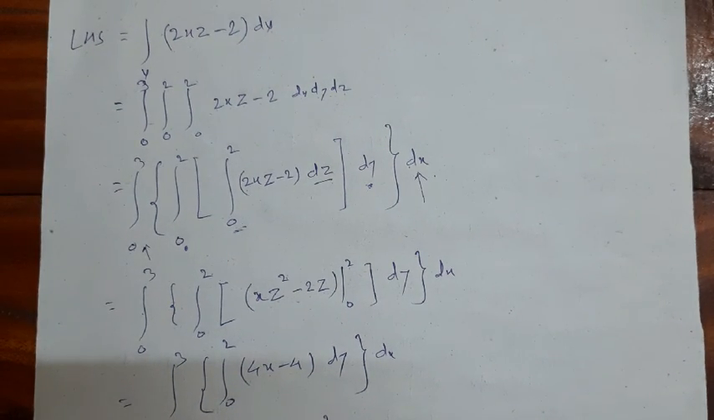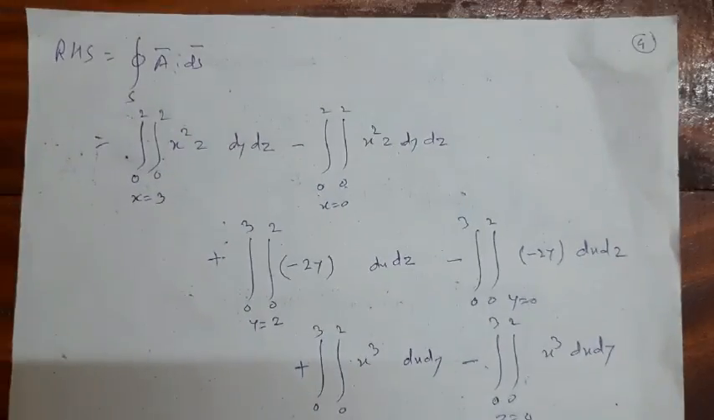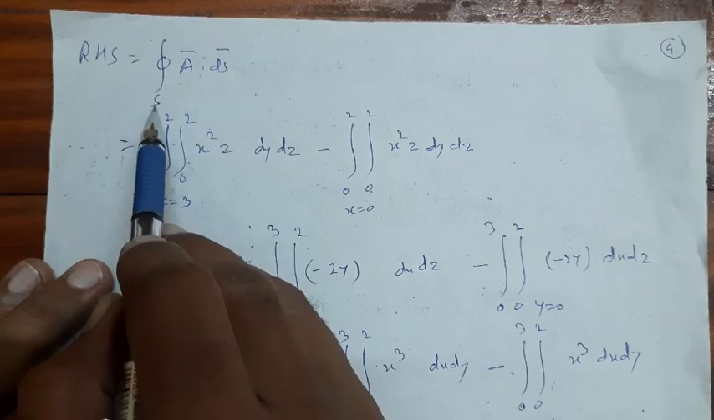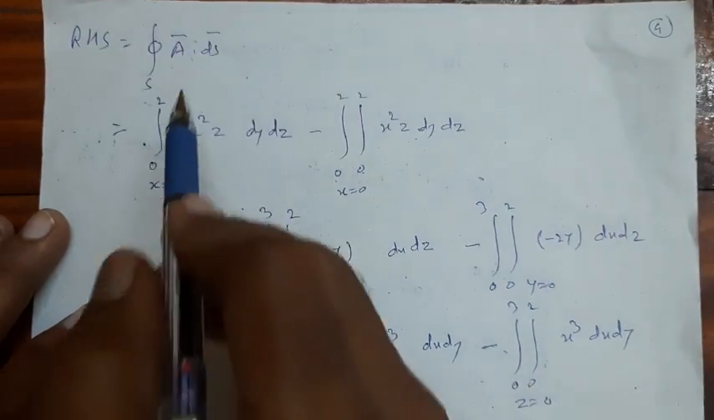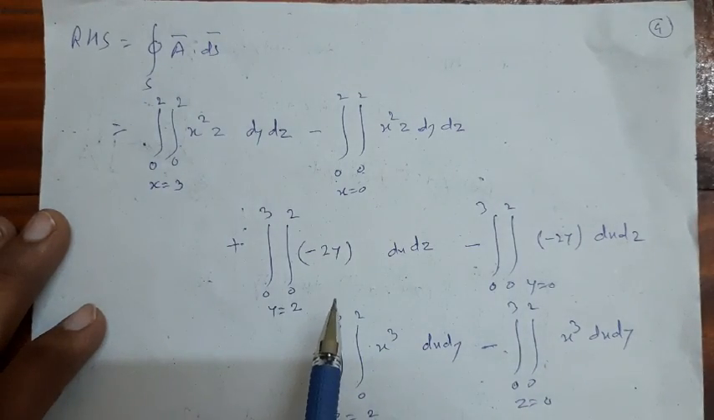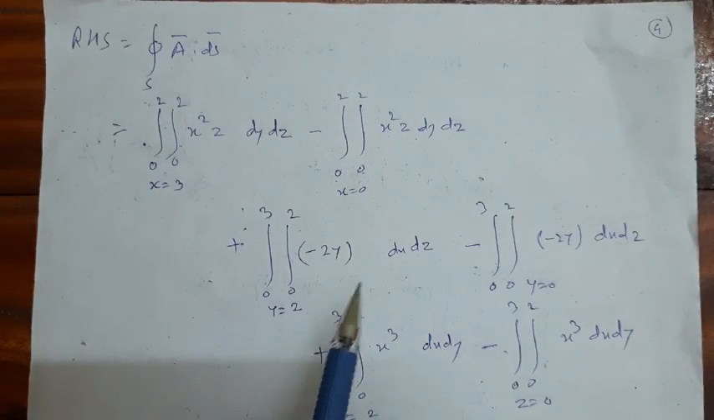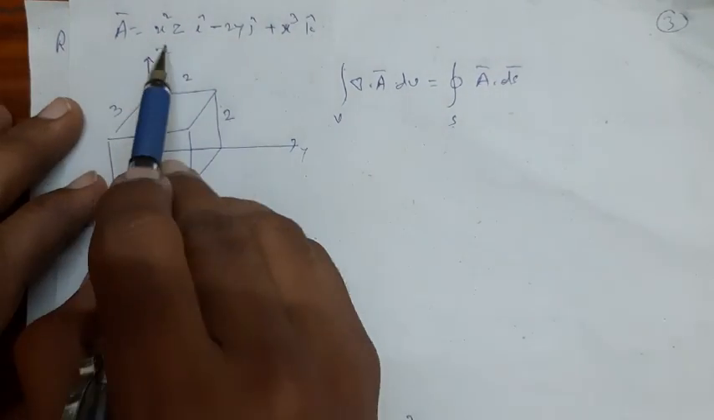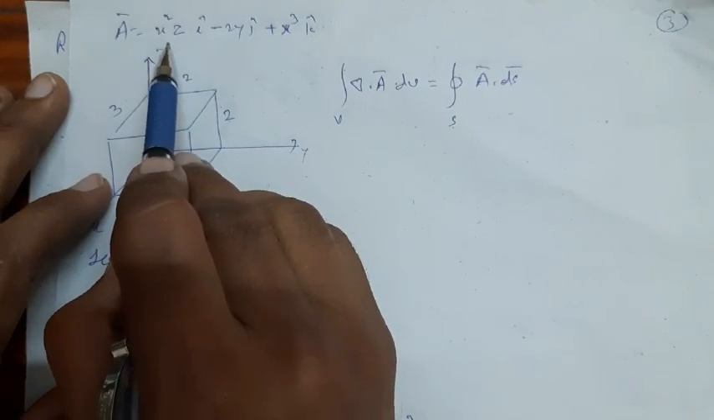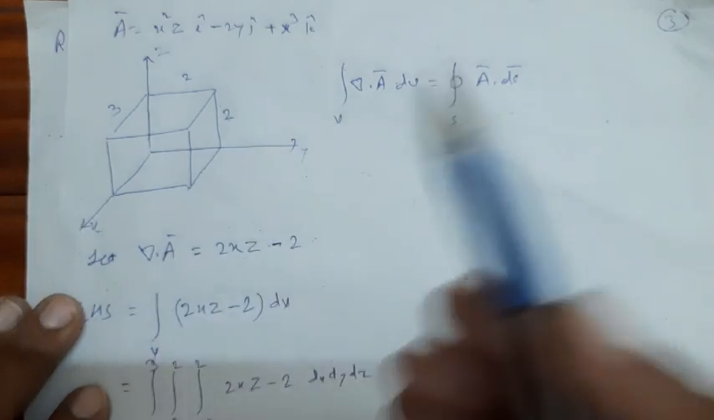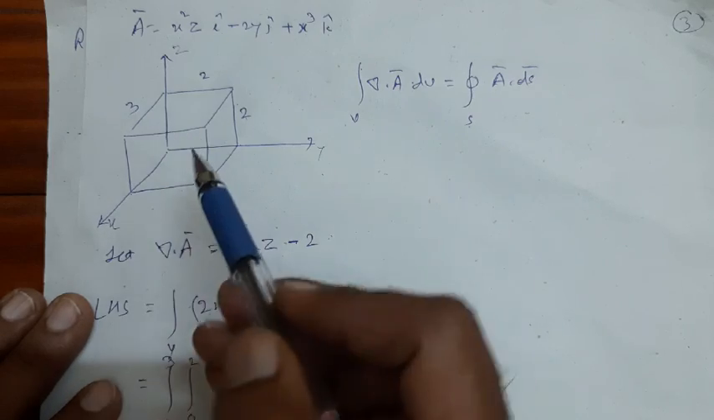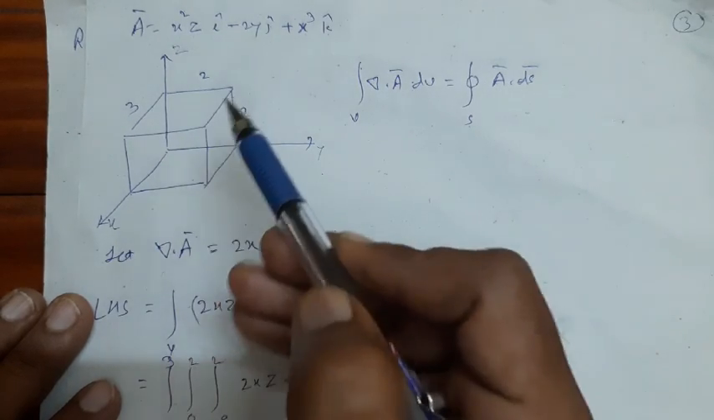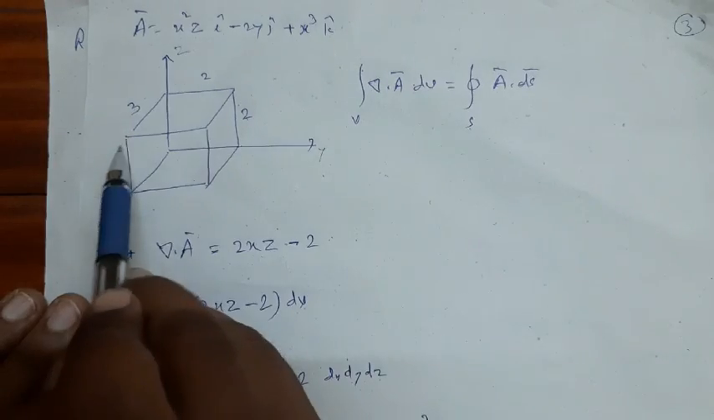And now I will have to check the right hand side. Now see, this is the right hand side of our fundamental theorem for divergence. It is the closed surface integration of A bar dot dS bar. Now remember that if I calculate A bar dot dS bar, see, this is our function. Then the value of A bar dot dS bar depends on the surface, and to cover all the surfaces, that means to have the closed surface, I will have to consider the front surface, back surface, right surface, left surface, top surface and bottom surface.